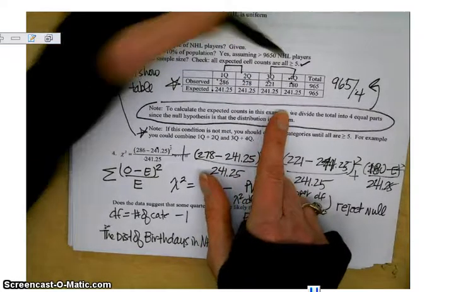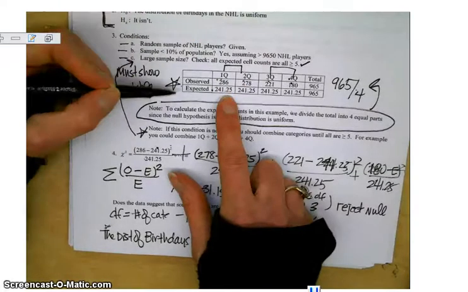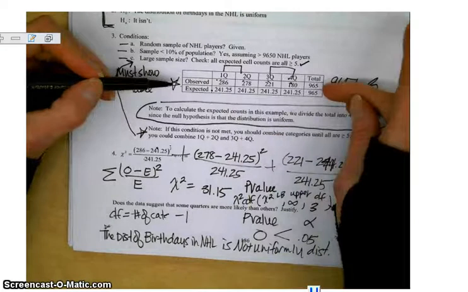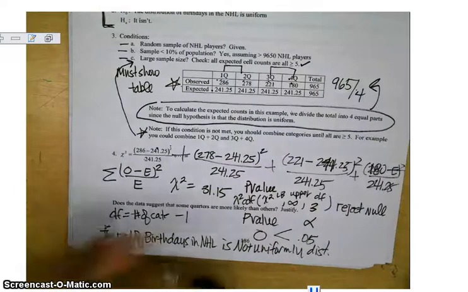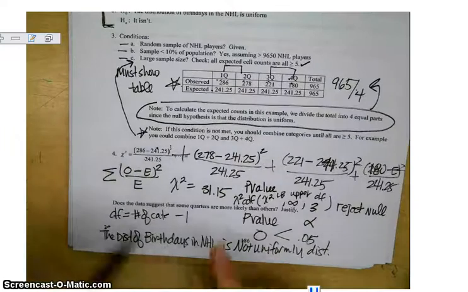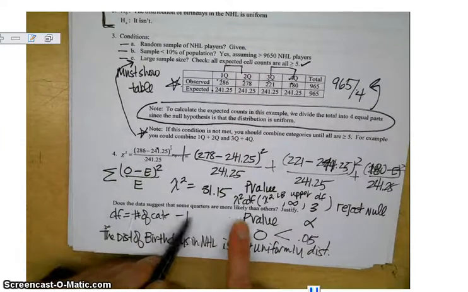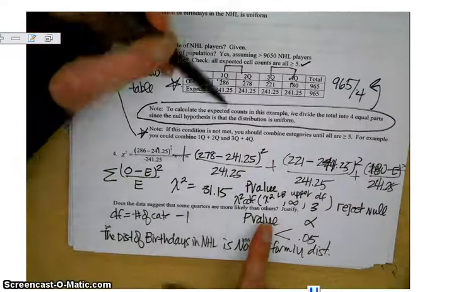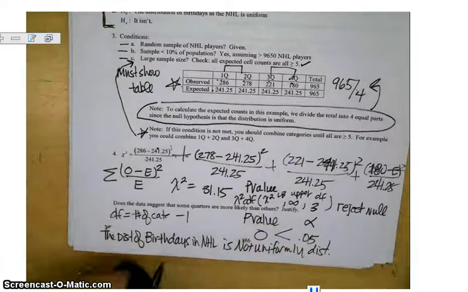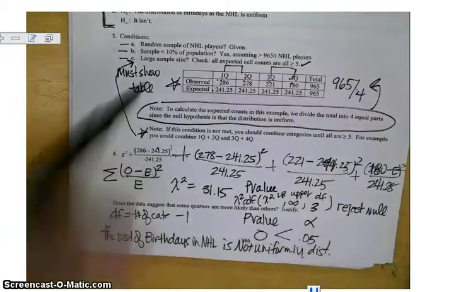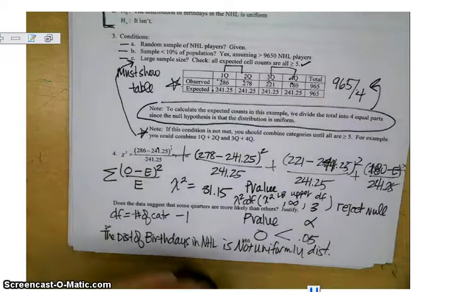It only tells you whether what we observed is different from or the same as what we expect. So a chi-square test can't tell us if some quarters are more likely than others. The data suggests it, but the chi-square test doesn't tell us that. It only tells us if it's different from or the same as a given distribution.